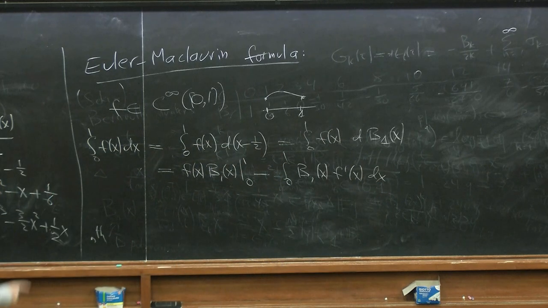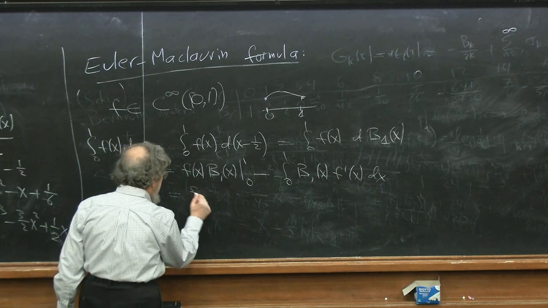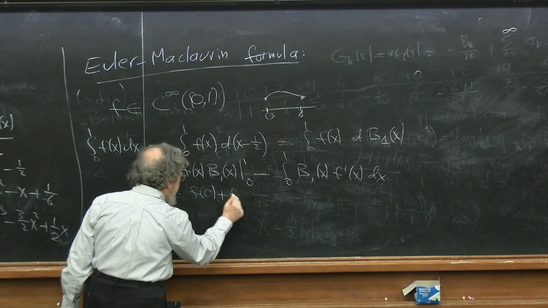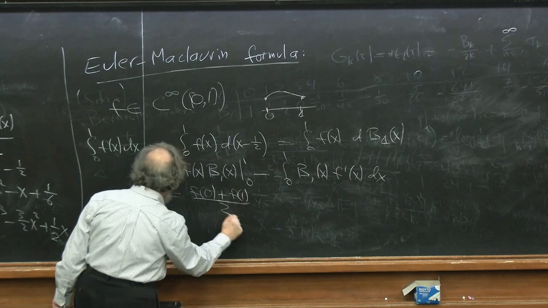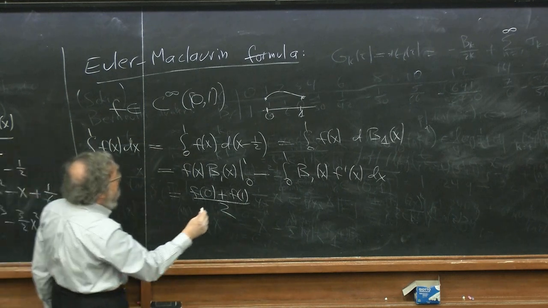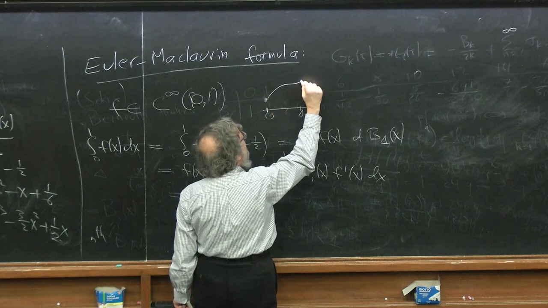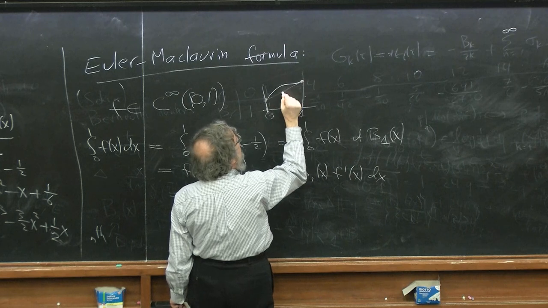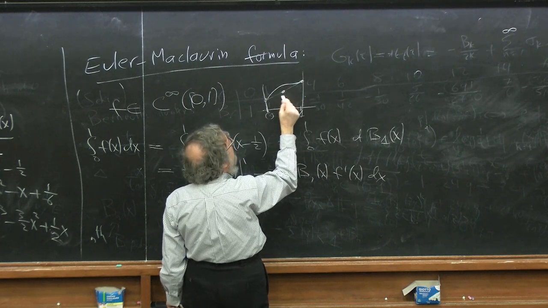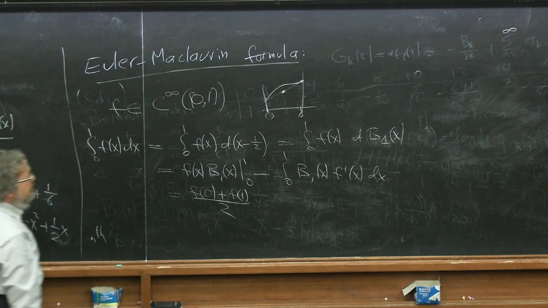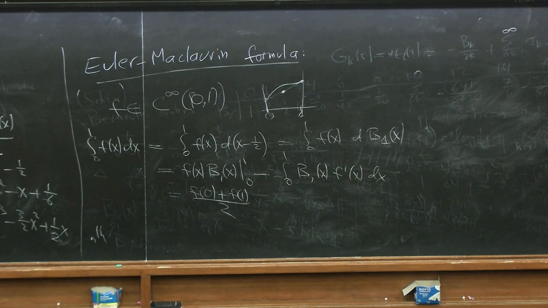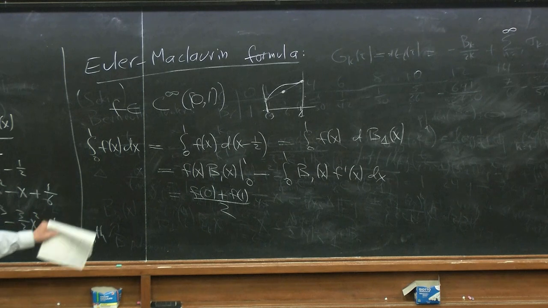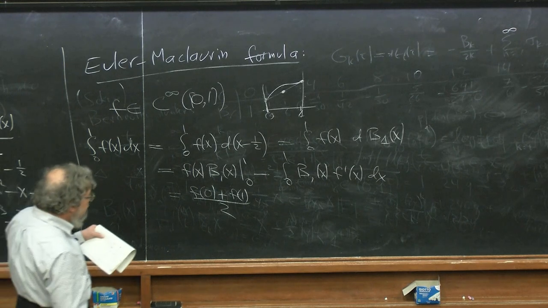Now, b1 of 1 is a half, and b1 of 0 is minus a half. So you get f of 1 minus f of 0, over 2. So what you actually get is the average value, which is what you'd expect because I have my smooth function. Let me make it more interesting. Here's the value. And if I take the average value of f of 0 and f of 1, that's the simplest approximation, the simplest thing to guess. If you only know the values of f at the two endpoints, then the obvious guess is the average.